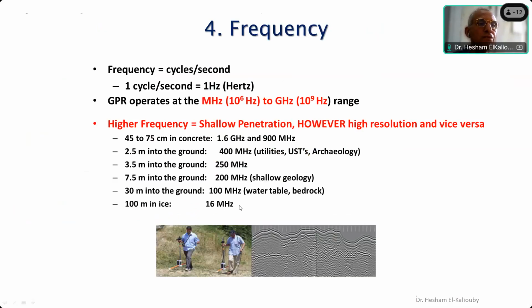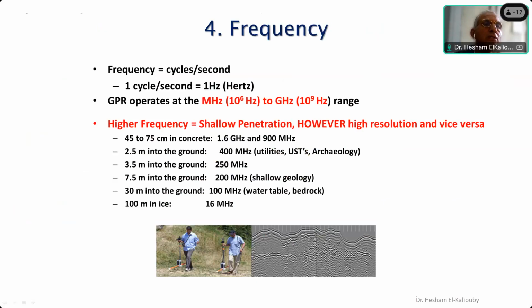The lowest frequency you can use with GPR is about 10 to 16 megahertz, and it can go as deep as 100 meters, but only for ice. Other materials can also go quite deep, but not that deep, maybe 20 or 30 meters in most cases. For ice, it can go as deep as maybe 100 meters.